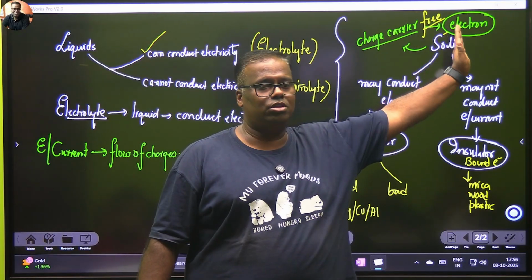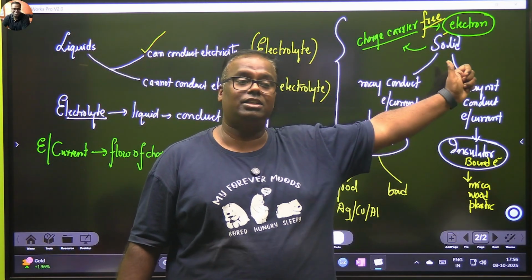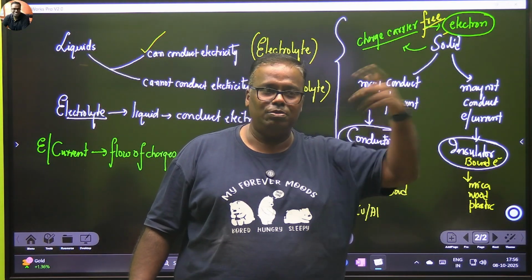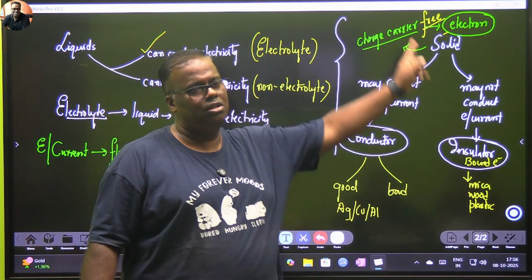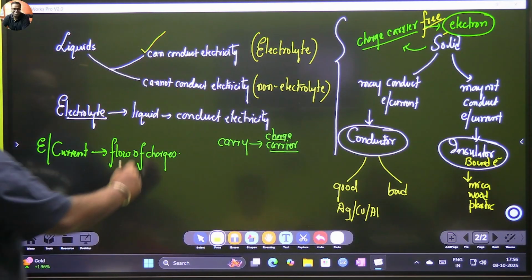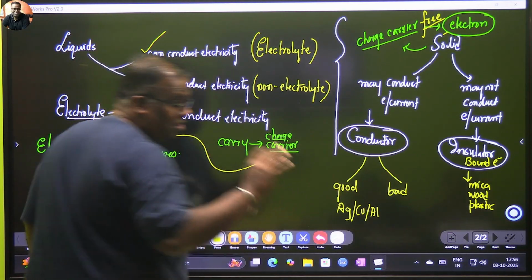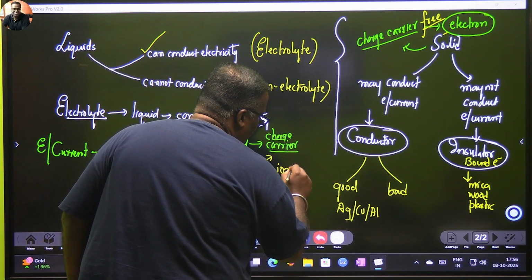So free electrons help electricity to be conducted by solids, and they are the charge carriers. In solids, how many types of charge carriers do you have? One type, and that one type is known as free electrons. But when you come to liquids and talk about their charge carriers, the charge carriers are not electrons. The charge carriers are known as ions.